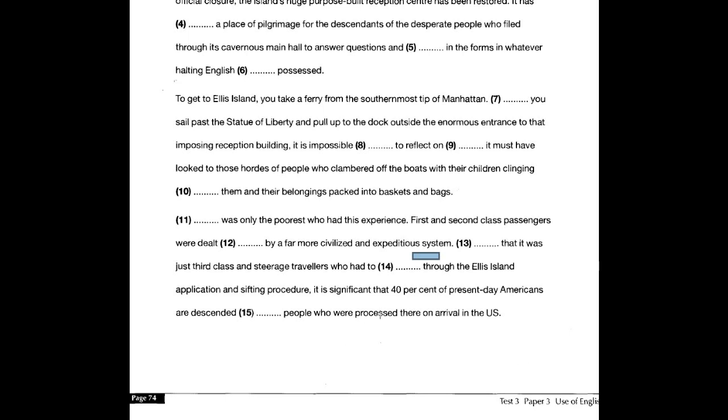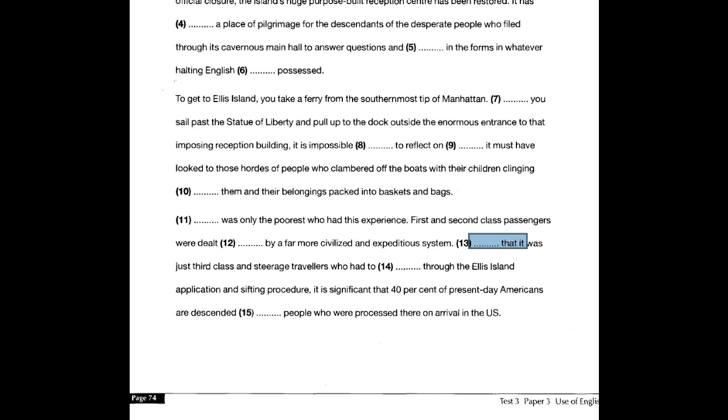Now, notice that we've got a comma after sifting procedure. Again, this is telling us that we've got an incomplete thought. We've got a subordinate clause. Now, that means that here it doesn't go straight on to subject and verb. It goes that, at the start, it goes something that, and then subject and verb. Now, this means you're going to need something like considering that, or seeing that, and they're the words which work for 13. You need considering that it was just third class and steerage passengers who had to pass through the Ellis Island application and sifting procedure.